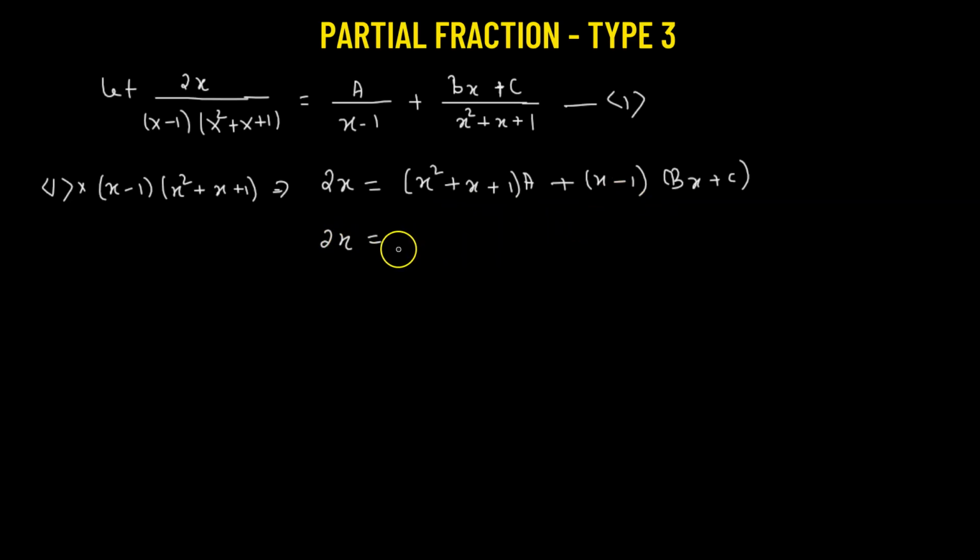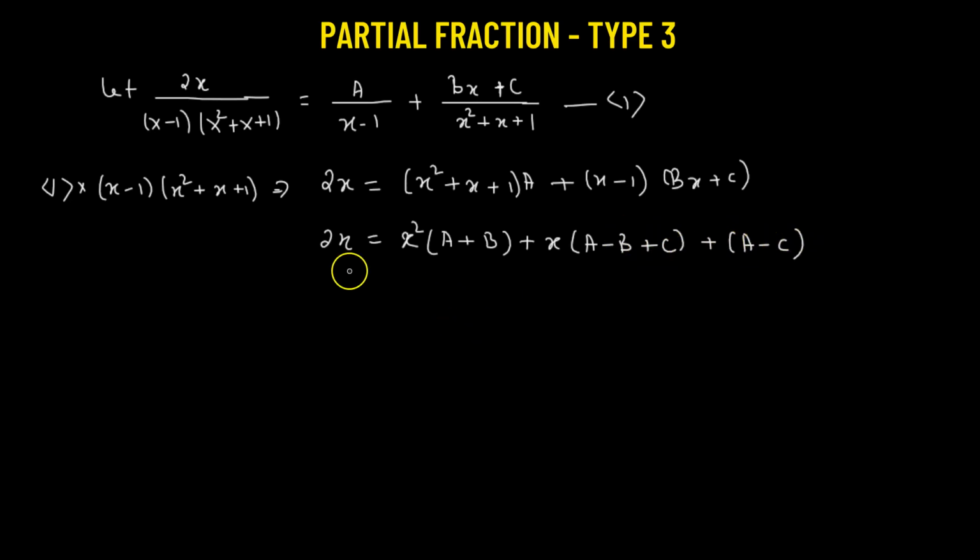So here we are going to get x squared as the highest power of x. The coefficient of x squared is going to be a plus b. Added to that, the coefficient of x is going to be a minus b plus c. Plus the constant term, which will be a minus c.